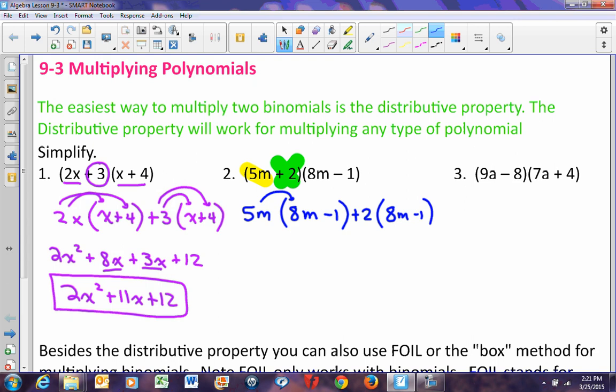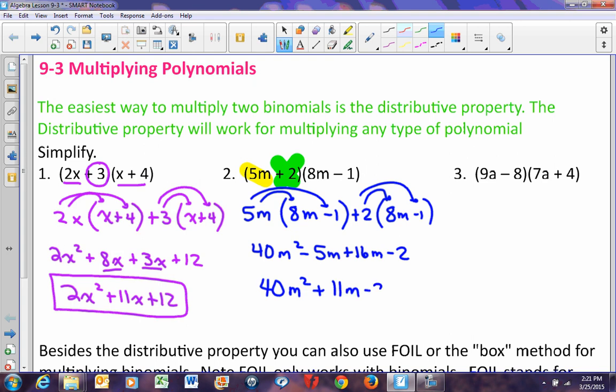5m times 8m is 40m squared. 5m times negative 1 is negative 5m. 2 times 8m is positive 16m. 2 times negative 1 is negative 2. Combine your like terms, we have 40m squared plus 11m minus 2. And the great thing about this is most of the time this will be written in standard form once you simplify it. Not always, but most of the time.